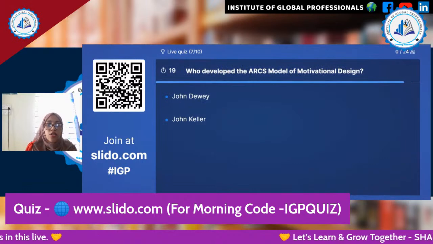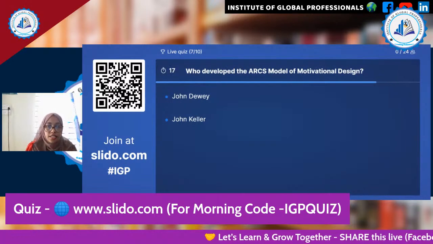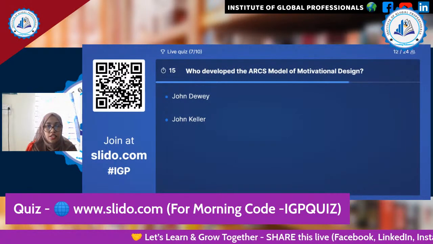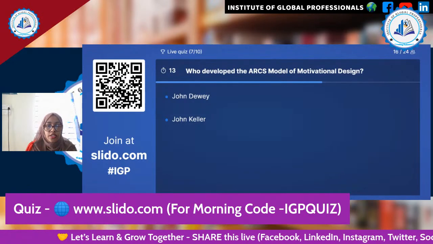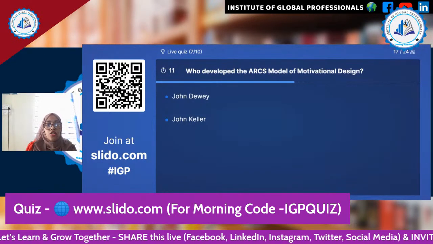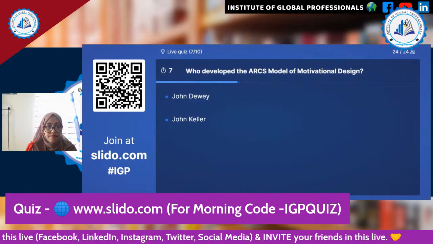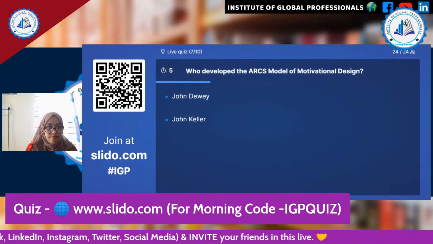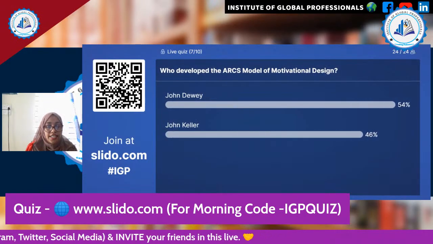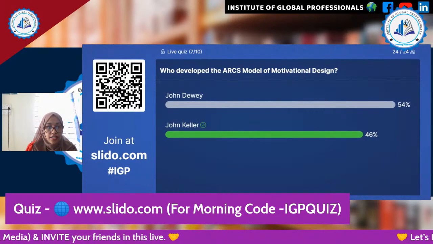Question number 7. Who developed the ARCS model of motivational design? First option, John Dewey; second option, John Keller. And the correct answer is John Keller.